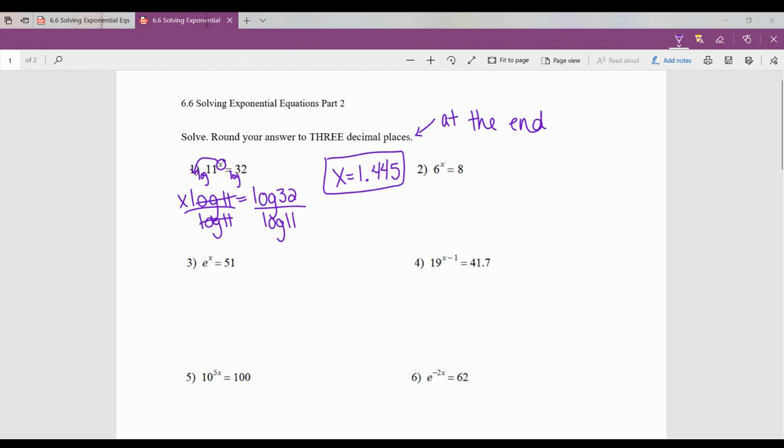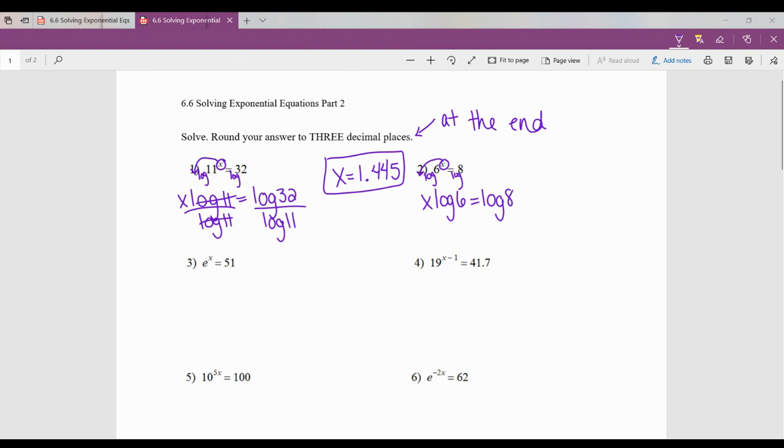For the next one, we're going to do the same thing because we can't rewrite it. So I'm going to use the word log. I log the left-hand side and log the right-hand side, and I take this exponent and bop that down in front using that property of logs. So it's going to be x log of 6 equals log of 8.